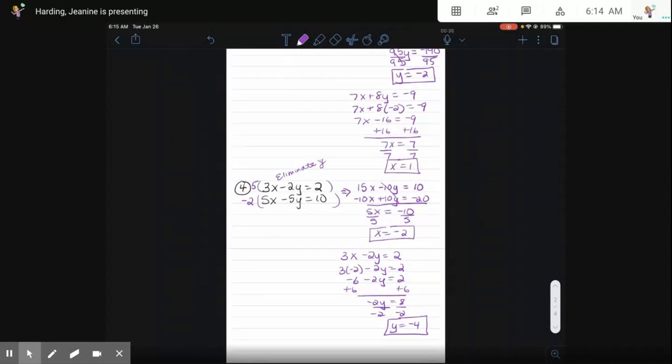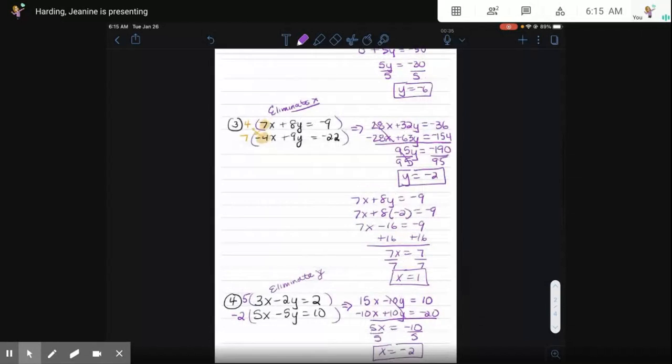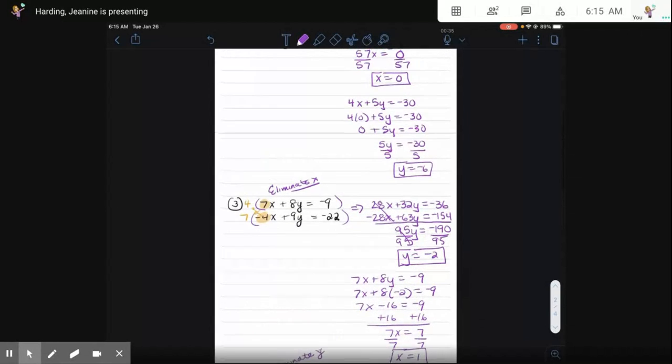Okay, so that is solving equations by elimination when you have to multiply both equations by a number.